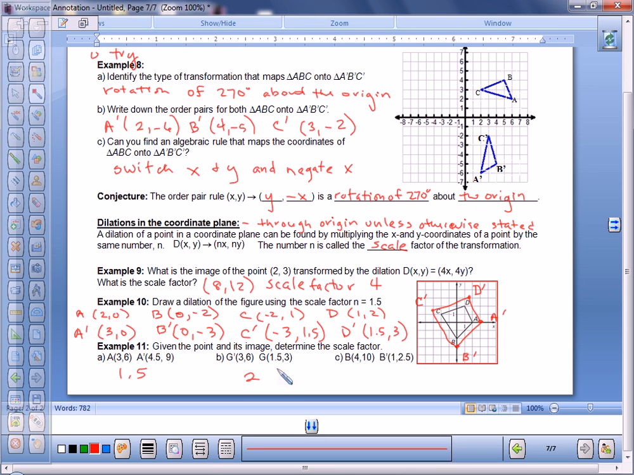Okay. And then what would this one be? 4. 1/4 or 0.25? You take the image and divide it by the pre-image. Image divided by pre-image. Just the same thing.